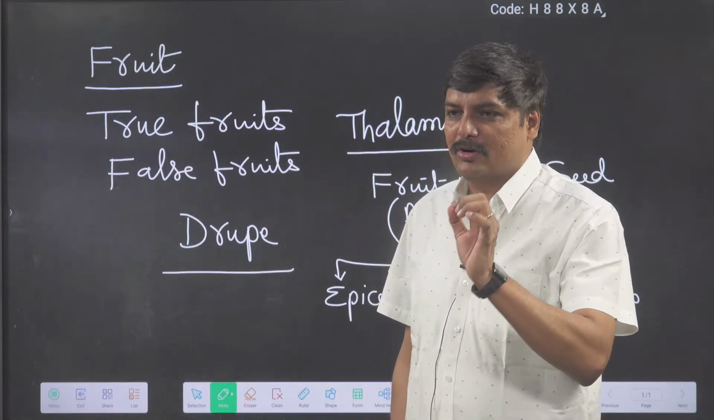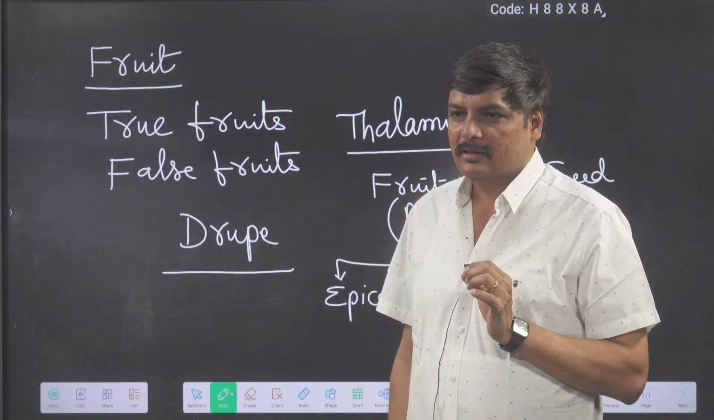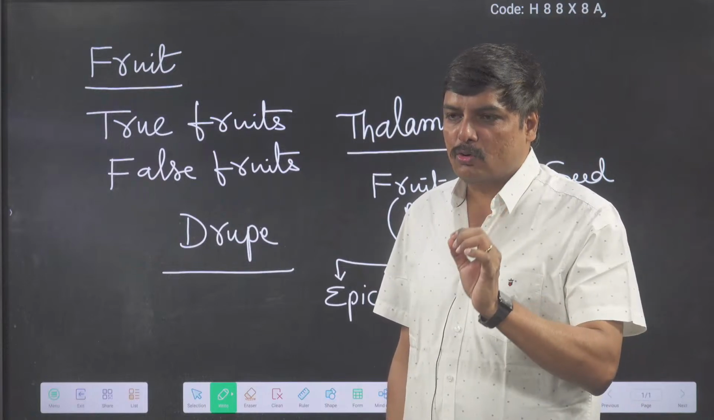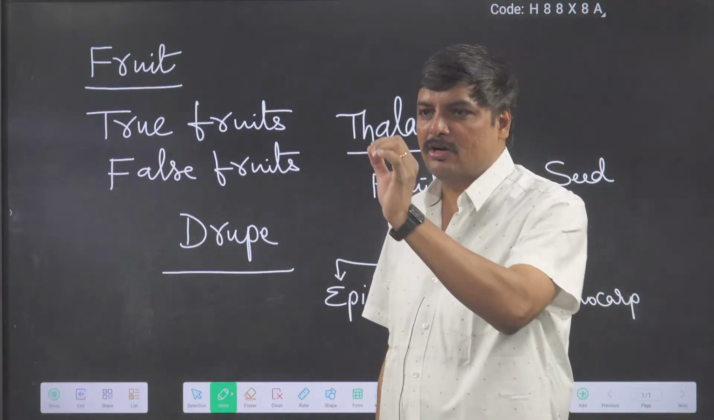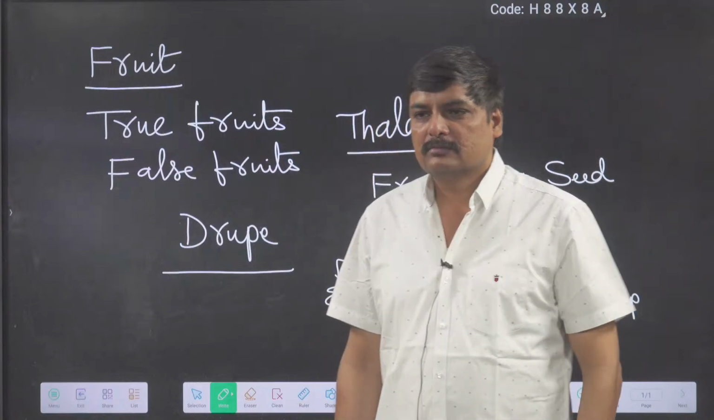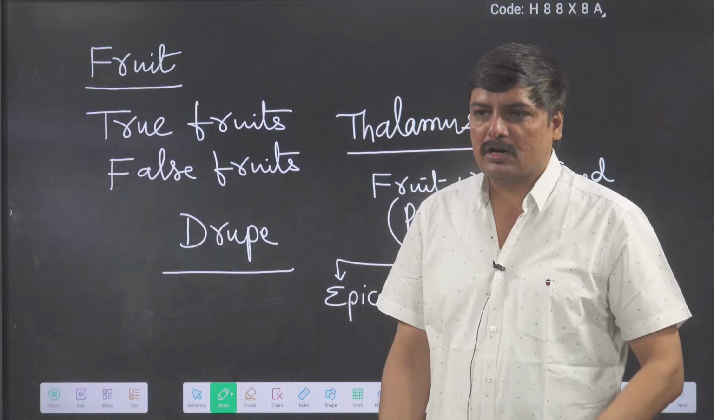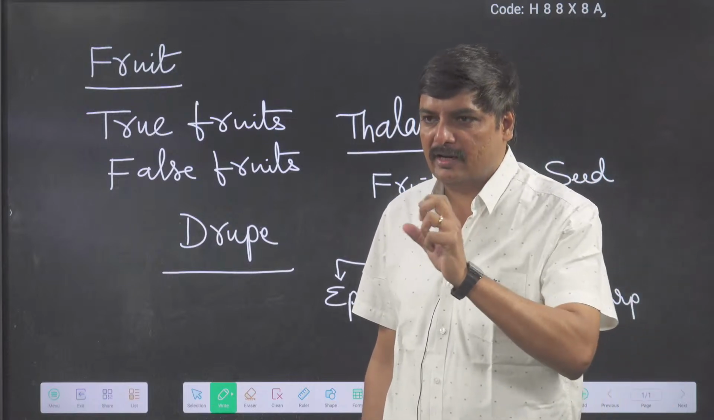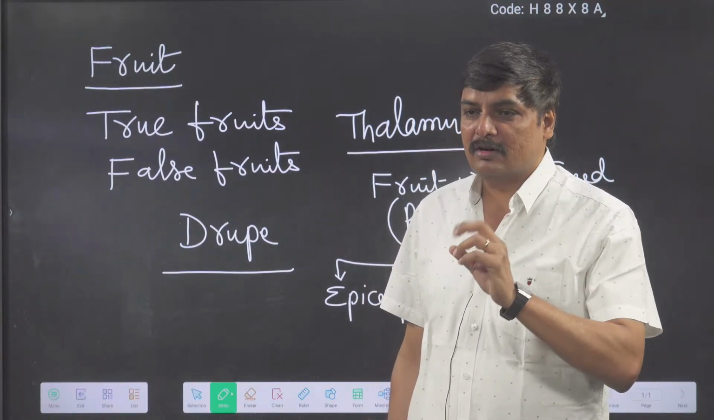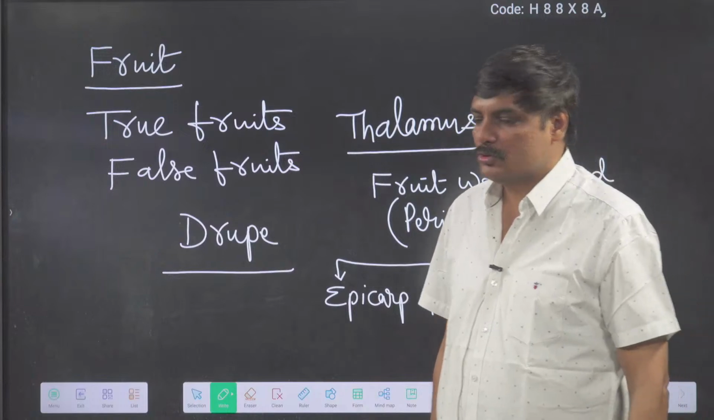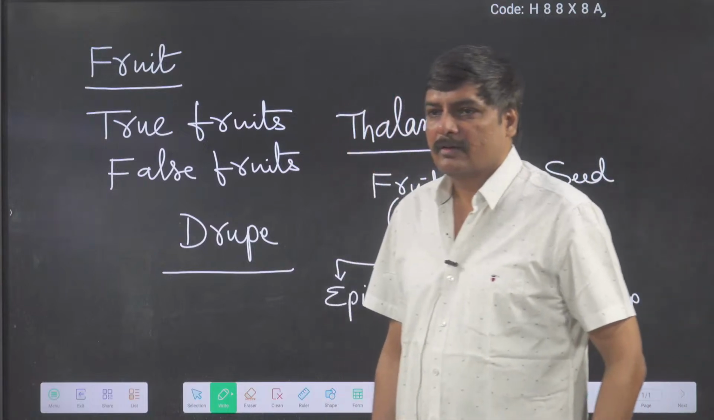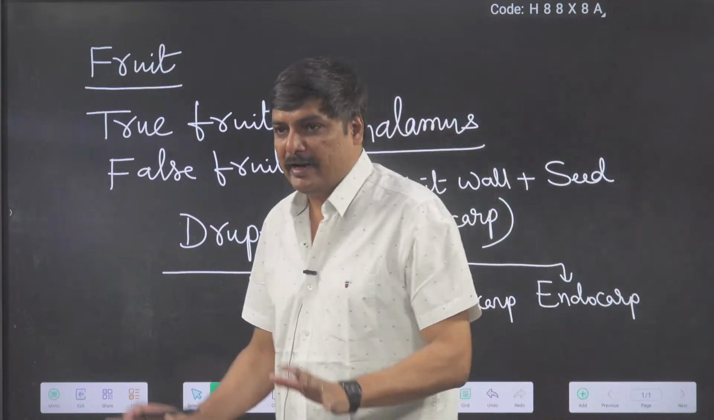Coconut. Very good. The fruit of coconut and mango is called drupe, a type of stony fruit, because the endocarp is hard and stony. Hence it is called stony fruit, stone fruit. Okay.